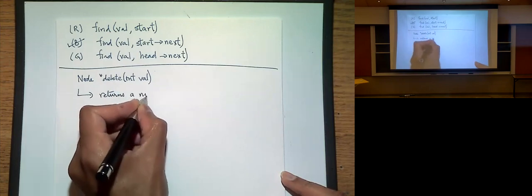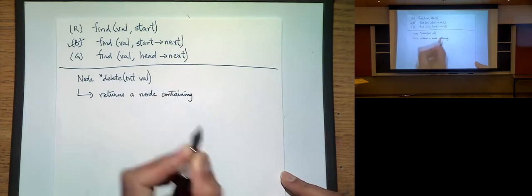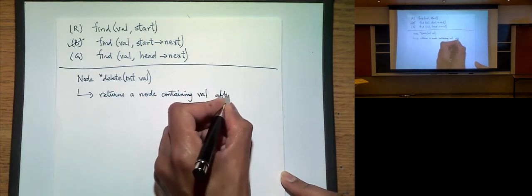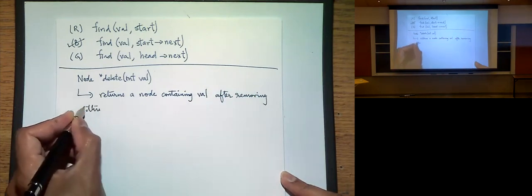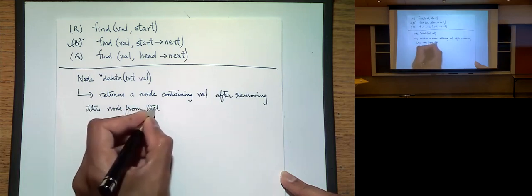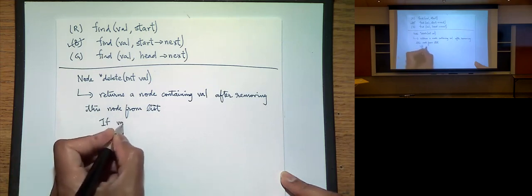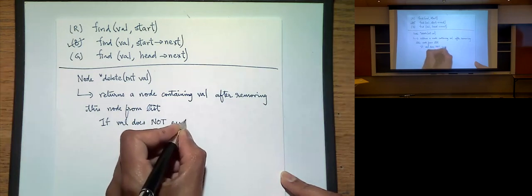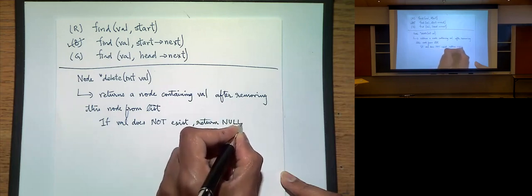So it returns a node containing val after removing this node from the list. And if val does not exist, return null.